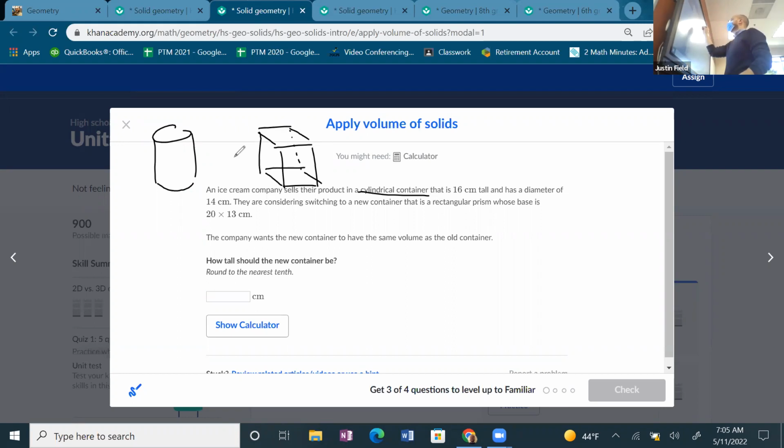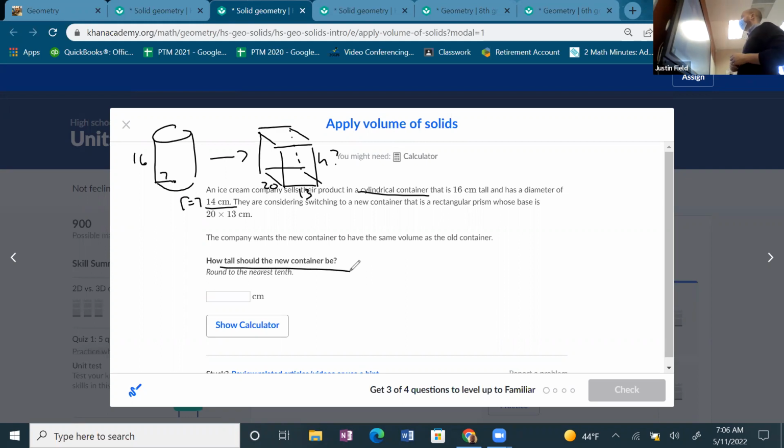Okay, so they want to go from that to that. The original is 16 tall. It has a diameter of 14, which means it has a radius of 7, right? They're considering switching to a rectangular prism that has 13 by 20, and they want to know the height, right? So how tall should the new thing be?